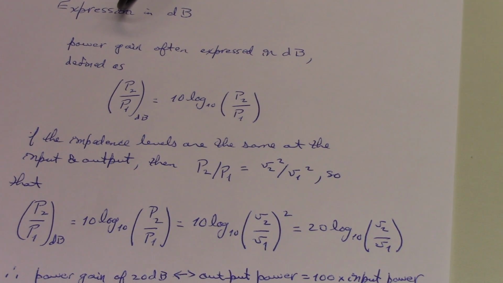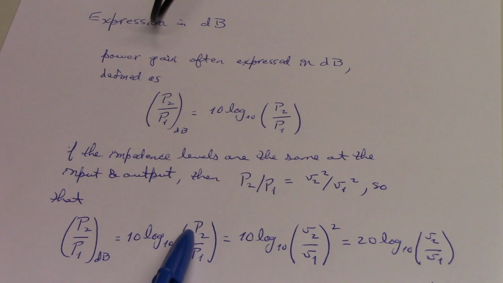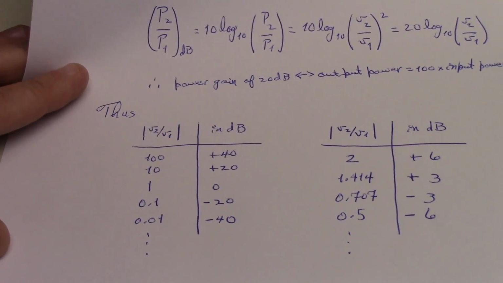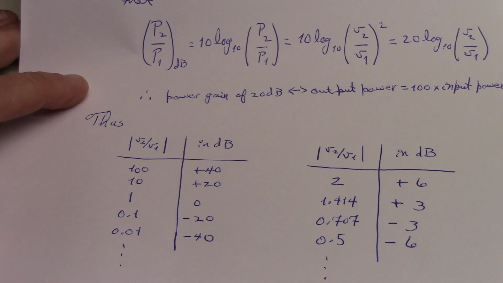And so you can see that the power gain of 20 dB is the same as an output power being 100 times the input power. How can you see that? Well, if you have this power being 100 times P1, then this is 10 log base 10 of 100, or log base 10 of 10 to the 2. That 2 comes down out in front, and you end up with 20 log base 10 of 10. Log base 10 of 10 is 1.